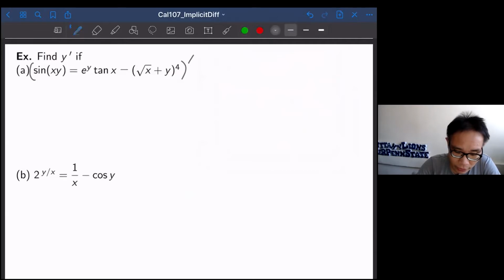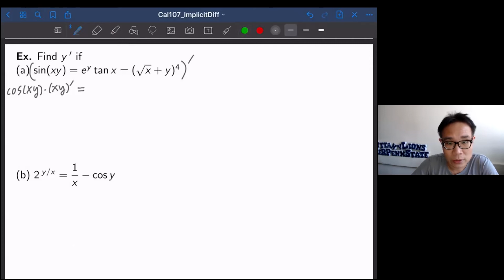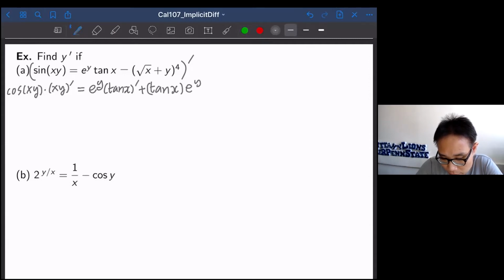So we're going to differentiate first sine xy. You differentiate the outside, you get cos xy, and you differentiate the inside, so it's going to be xy prime. So that is on the left side. For the right side, you see that you're going to differentiate e to the y tan x. So it's going to be the first derivative of the second plus the second derivative of the first. Okay, so that's for my second term.